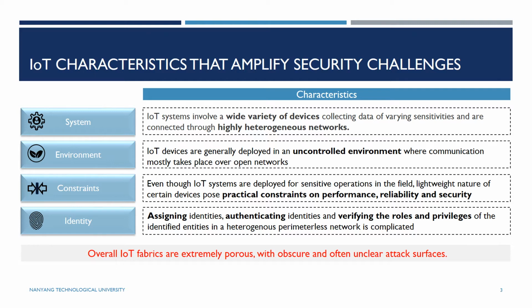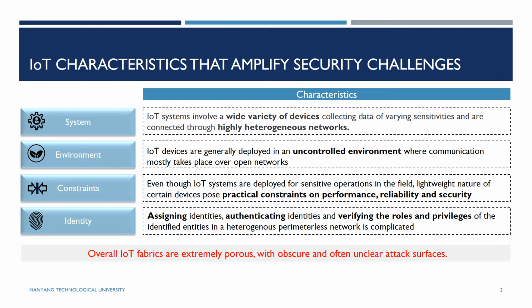And from the angle of the operating environment of the devices, unlike traditional IT systems, IoT application systems involve a lot of IoT devices, which are generally deployed in an uncontrolled environment, where communication mostly takes place over open networks. This is fundamentally very different from traditional enterprise IT systems, where we tend to have a well-defined perimeter, and within the perimeter, physical security and control can be applied, and therefore we can have a relatively trusted environment. Whereas in IoT applications, the devices, an integral part of the IoT systems, are deployed in such an uncontrolled environment. So we can't really make assumptions about the security or the trust of individual devices.